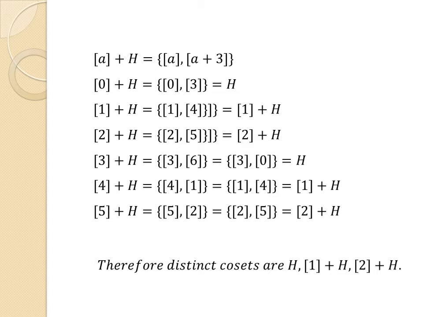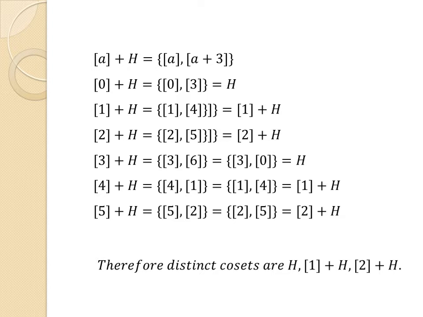Next 3. While I am replacing 3, I will get the elements 3, 6. This exceeds 5, right? So it exceeds 5 means we need to replace it with 0. So 3 comma 6 becomes 3 comma 0, which is nothing but H. So 3 plus H gives H. 4 plus H, I will get 4 comma 1. While I am adding 1 with H, I will get 4 comma 1. So this is nothing but 1 plus H.